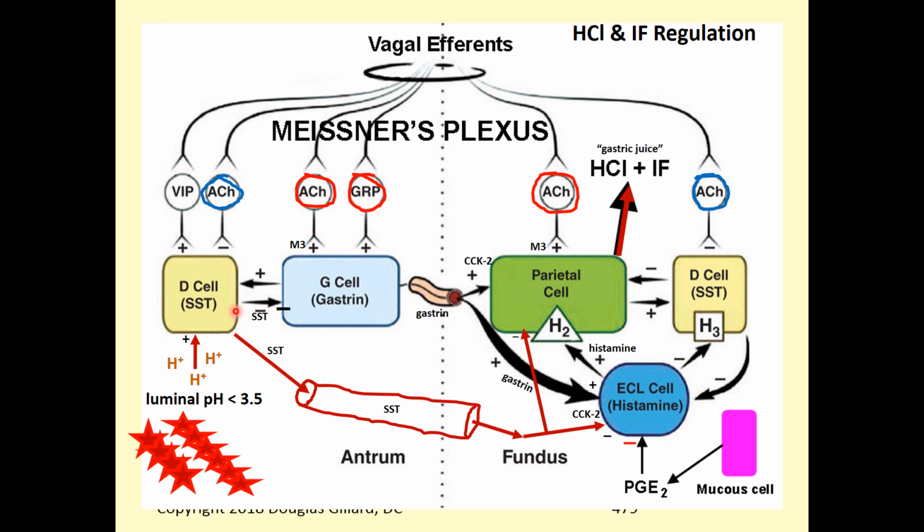But let's do this first. SST, paracrine style, swims over to the nearby G cell and turns it off. So no more gastrin, no more gastrin binding to parietal cells, no more gastrin binding to ECL cells. There goes a huge part of the stimulus for acid release. But it also goes into the bloodstream, swims over and binds to ECL cells and turns them off. So that's another way to turn off ECL cells, and it can directly bind to parietal cells and turn those off as well. Okay, everybody good with that?